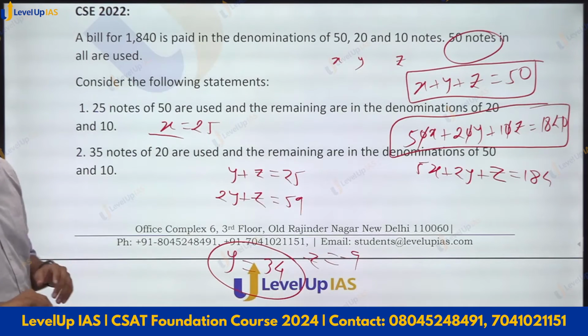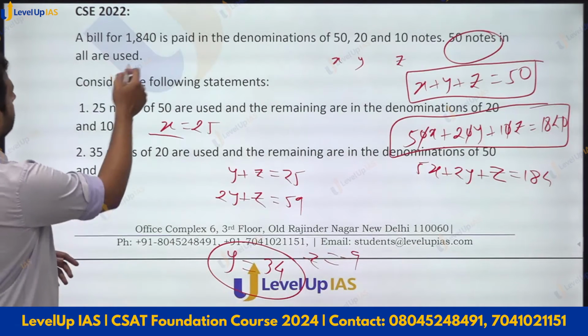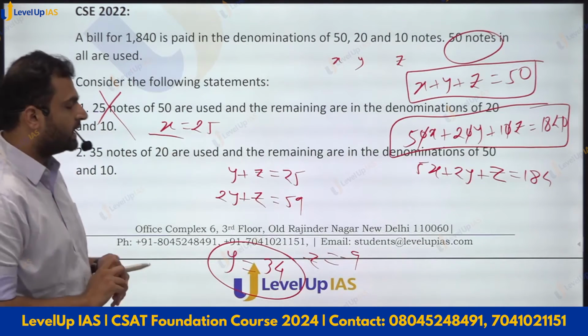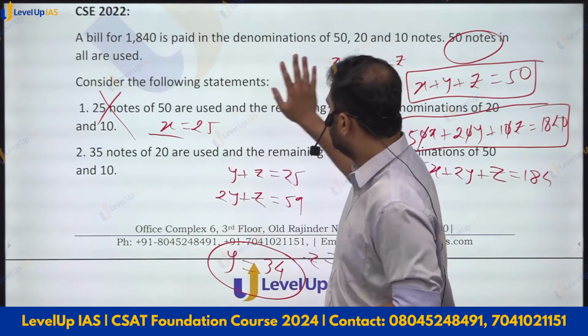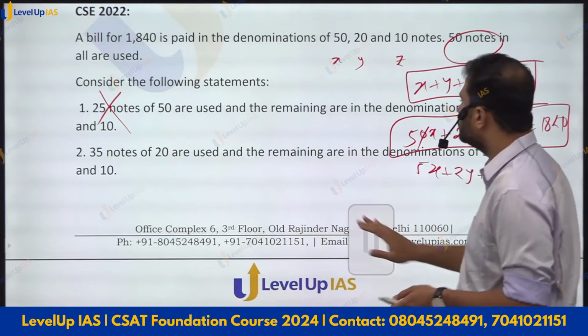Now is it possible to have minus 9 notes? No, it is not possible. We cannot have number of notes as negative. So this statement is wrong. First statement is wrong. Similarly, we have to check for second and third statement. So this is a bit of a lengthy question, but something which was very doable if you know how to solve the equations.